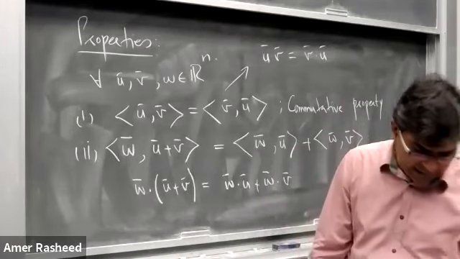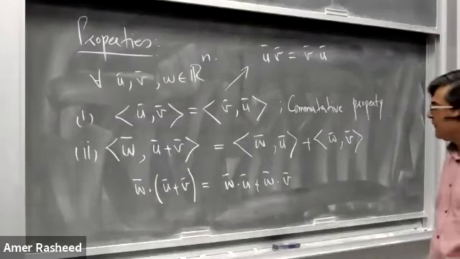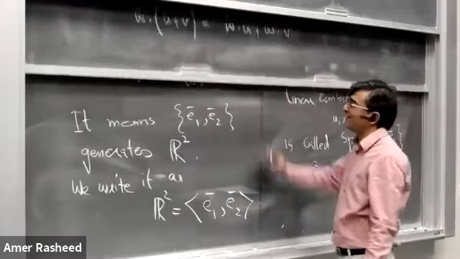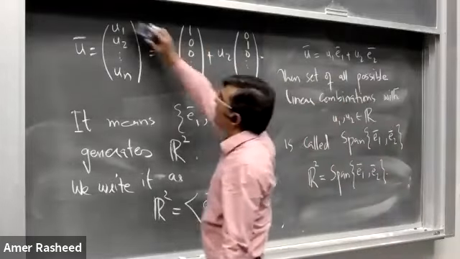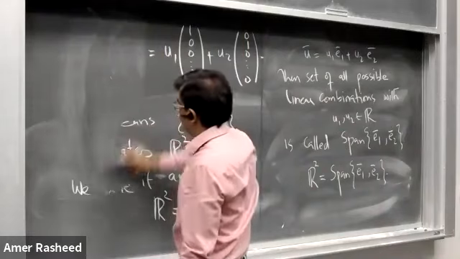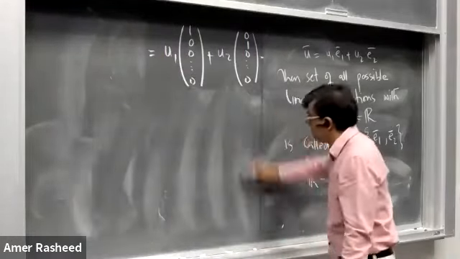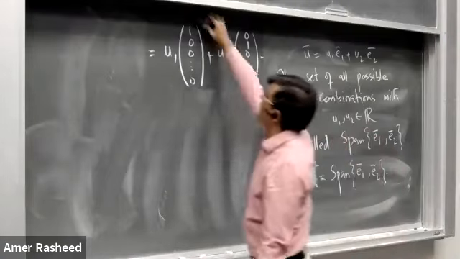Another property is associativity, which is also very important. We are going to discuss it while proving the other properties or other things related to the norms and inner products.